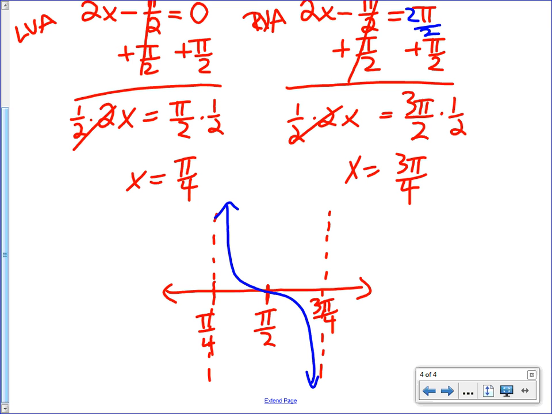All right, so we will definitely practice this some more in class, just to make sure that you study those parent graphs and the characteristics, and that you know that for tangent, your VAs are at negative pi over 2 and pi over 2, and that for cotangent, your VAs are at 0 and pi.